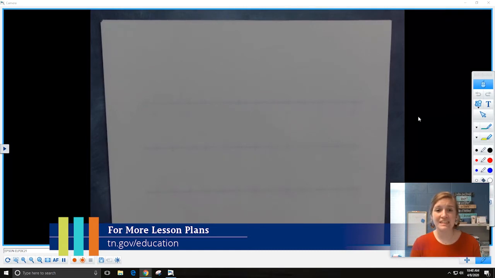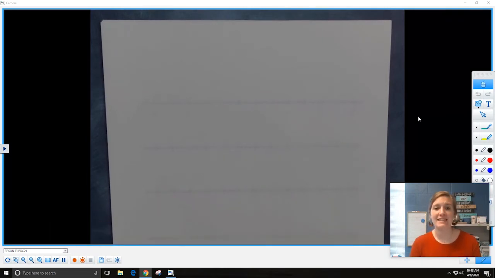Today we will be learning about adding and subtracting positive and negative numbers in mathematics. Before we get started, to participate fully in today's lesson, you will need paper, pencil, and a surface to write on. Okay, let's begin.